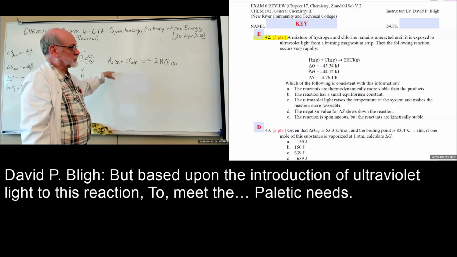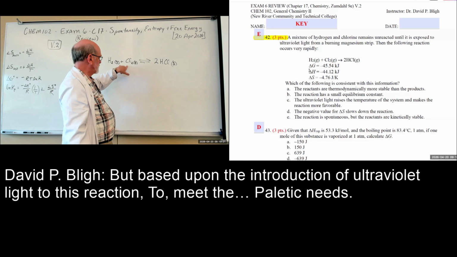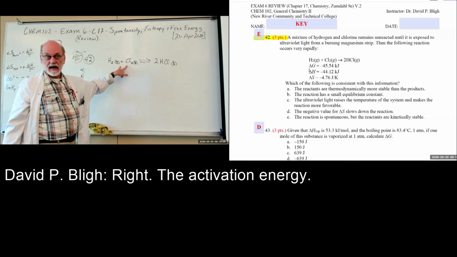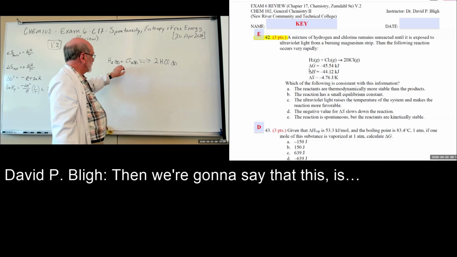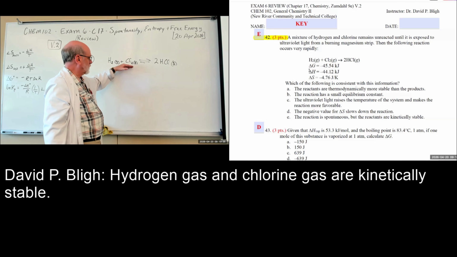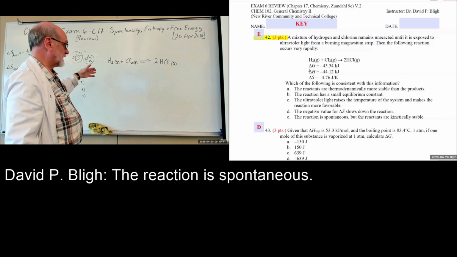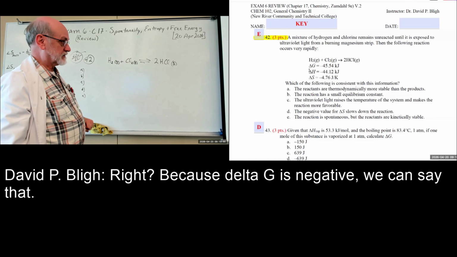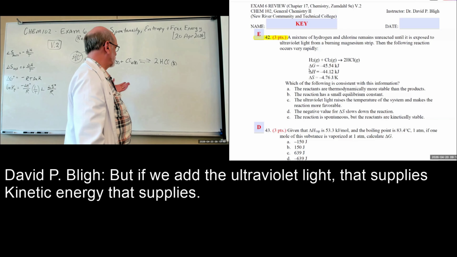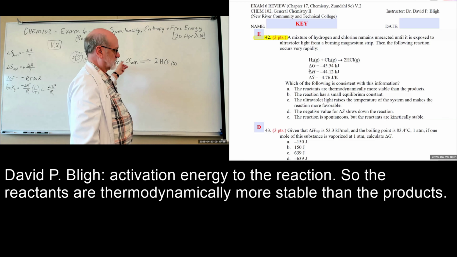But based upon the introduction of ultraviolet light to this reaction to meet the kinetic needs, right, the activation energy, then we're going to say that hydrogen gas and chlorine gas are kinetically stable. The reaction is spontaneous, right, because delta G is negative. We can say that. But if we add the ultraviolet light, that supplies kinetic energy, that supplies activation energy to the reaction.